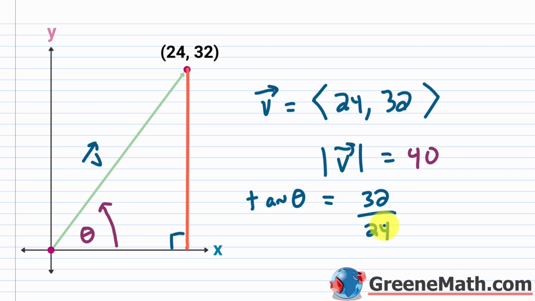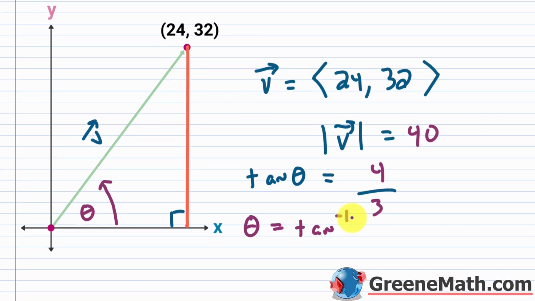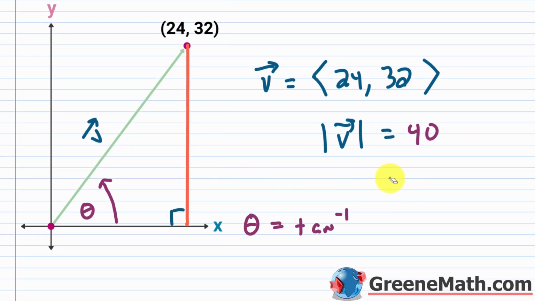So the first thing I would do, since this is a tutorial, is simplify this fraction. If you're just going to key this into your calculator with the inverse tangent function, then don't worry about it. So 32 and 24 are each divisible by 8. 32 divided by 8 is going to be 4. 24 divided by 8 is going to be 3. So I'll just say that theta is equal to the inverse tangent of 4/3.